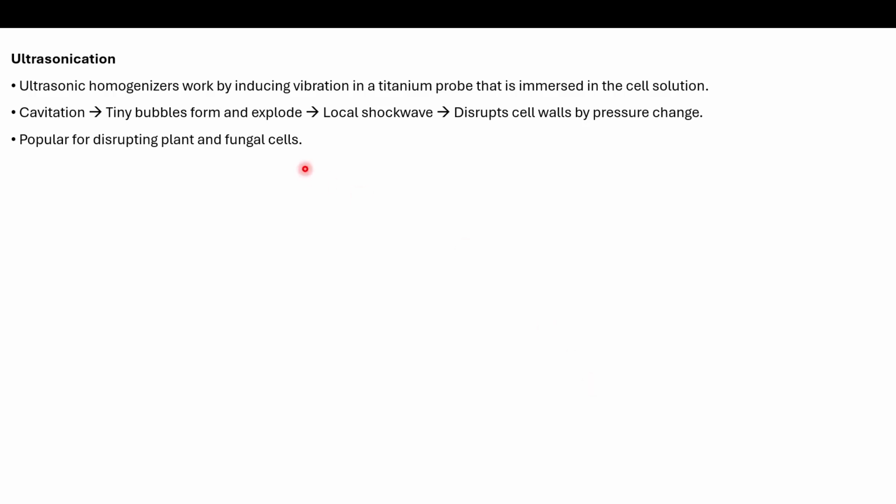And then there's ultrasonication. This also we looked at very briefly in the previous tutorial video. Here, ultrasonic homogenizers work by inducing vibration. There's a titanium probe that is immersed in the cell solution.